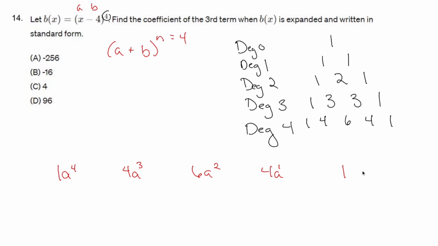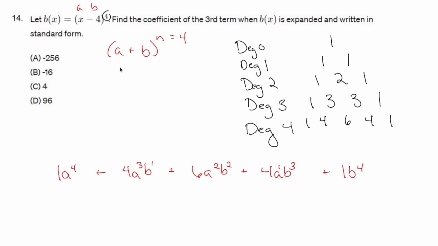Then you take b, do b to the 4th all the way to the right, and you work your way down from the right, like so. That's 1. No b. Plus sign, plus sign, plus sign, plus sign. Now, all I have to do here is find out the third term. This is already written in standard form, and it's going to be the coefficient of the third term, not even the whole thing, but I am going to do the whole thing just for practice.